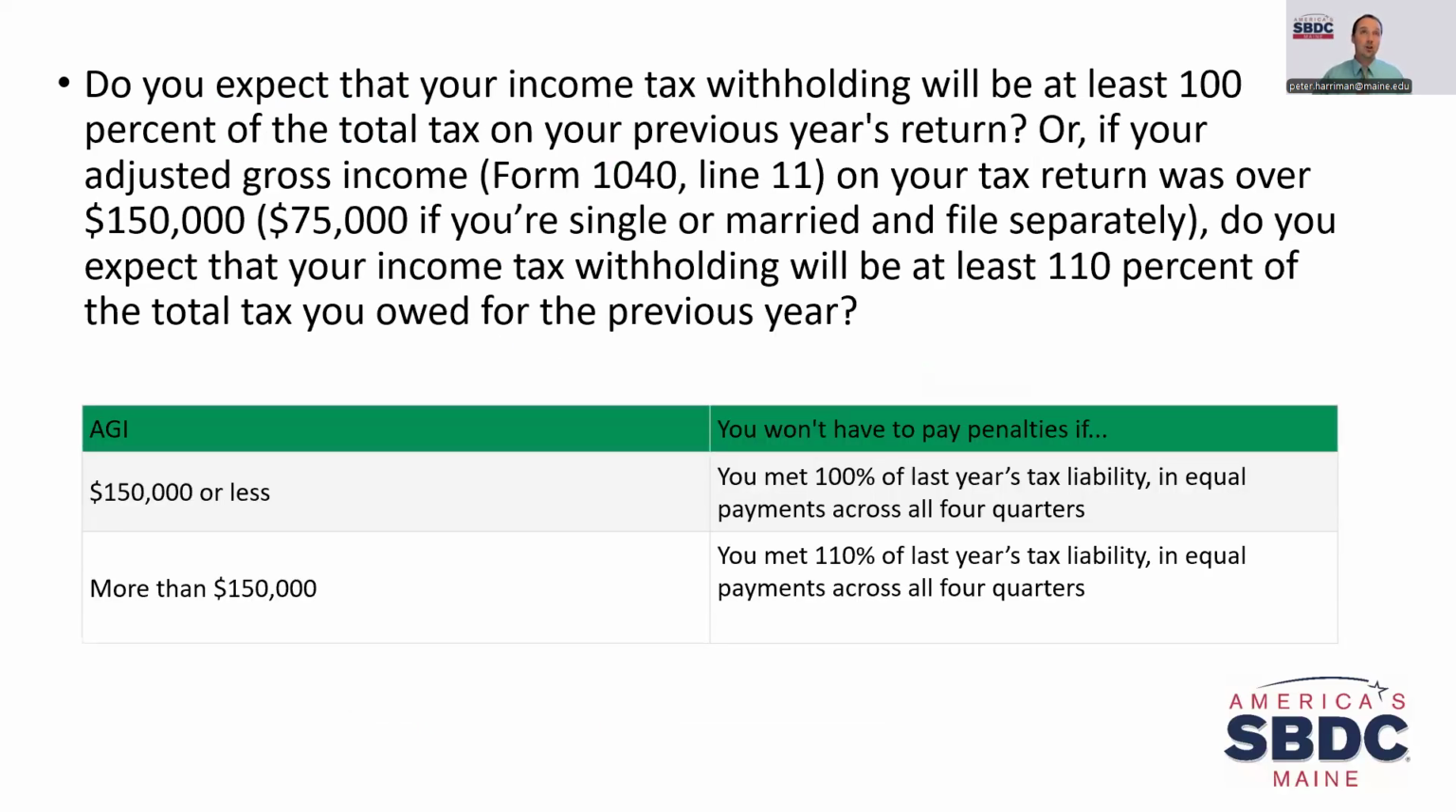The last question, and then we'll get to the scenario. Do you expect that the taxes that you're paying are at least 100% if you make 150 or under for your adjusted gross income? Again, that's line 11 on your taxes. If you think you made 150 or less, and you paid 100% of what you paid last year, or if you made above 150, you paid 110% of what you did last year, then you don't have to make additional estimated tax payments, right? You're already making tax payments, but you don't have to do more.